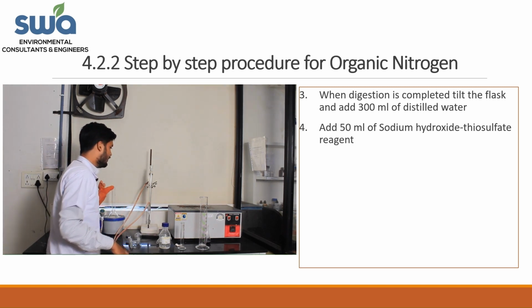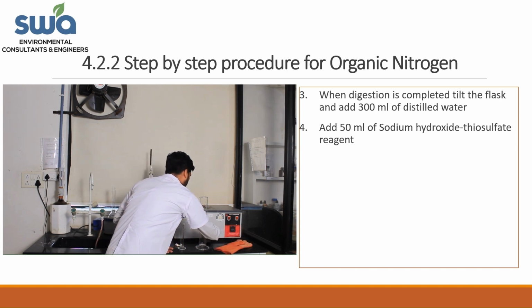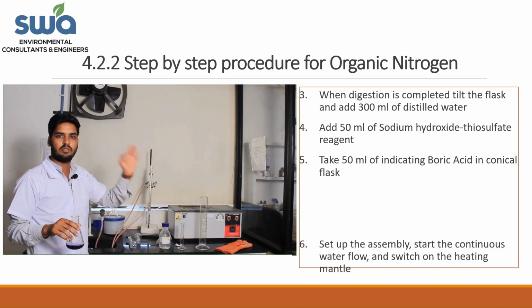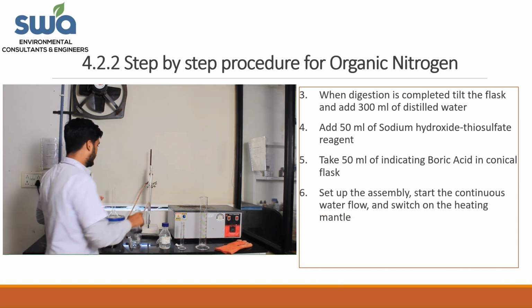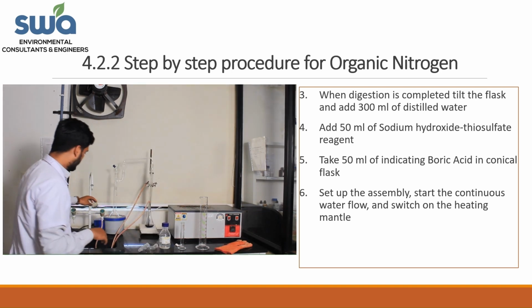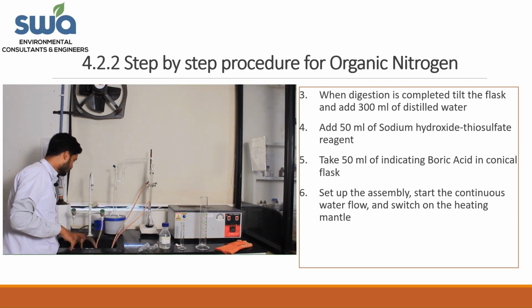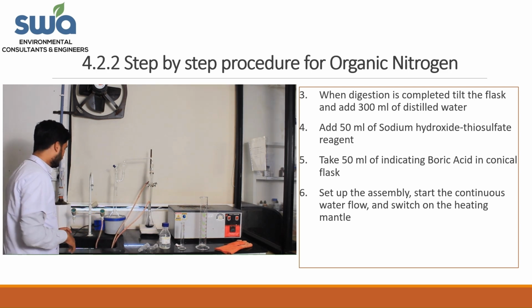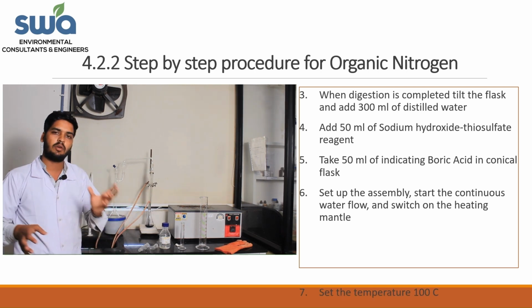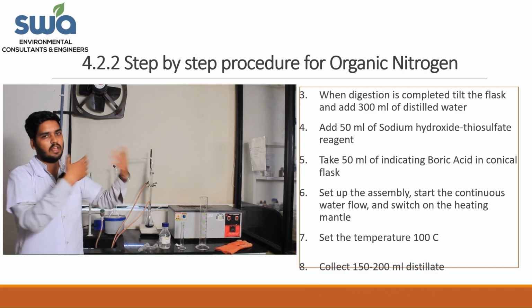So set up the assembly. Again measure 50 ml of indicating boric acid and set up the assembly the same way we set it up in the ammoniacal nitrogen practical. Again make sure the tip of the condenser is dipped into the boric acid. After setting the assembly, make sure you switch on the continuous flow of water and switch on the heating mantle at 100 degrees centigrade, and collect approximately 150 to 200 ml of distillate, and then we will move further for titration.